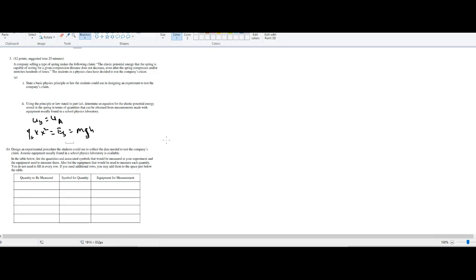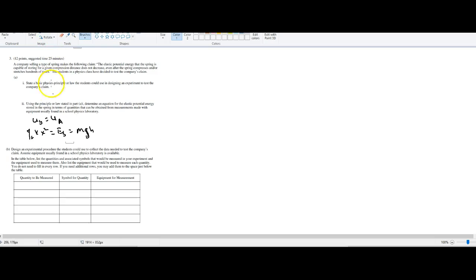It says here, design an experiment procedure that the students would use to collect the data needed to test the company's claim. Assume the equipment usually found in a high school physics laboratory is available. In the table below, the quantities associated with the symbols would be measured in your experiment. Also list the equipment that would be used to measure each quantity. You do not need to fill every row right now. So list the quantities and associated symbols you would need to measure in your experiment to make this work.